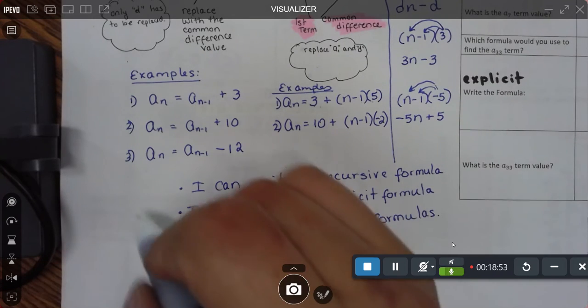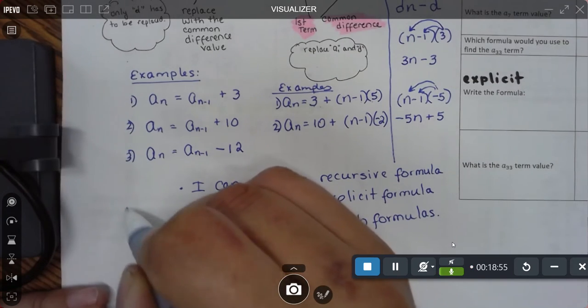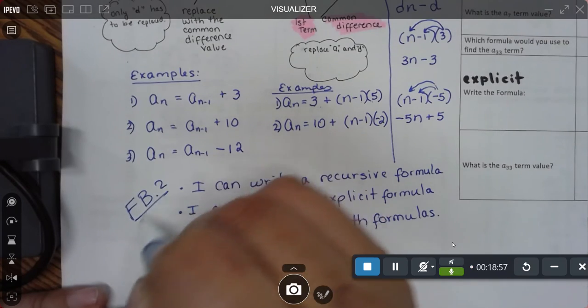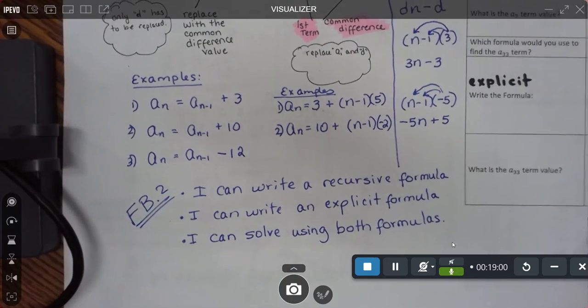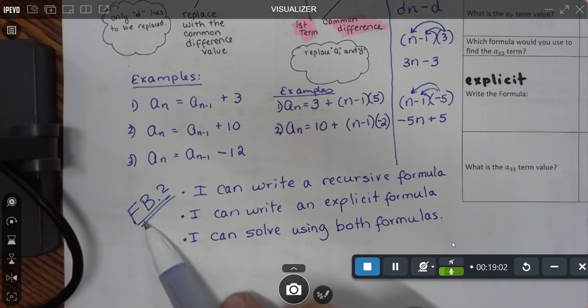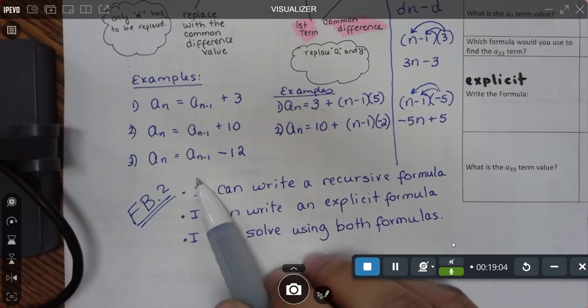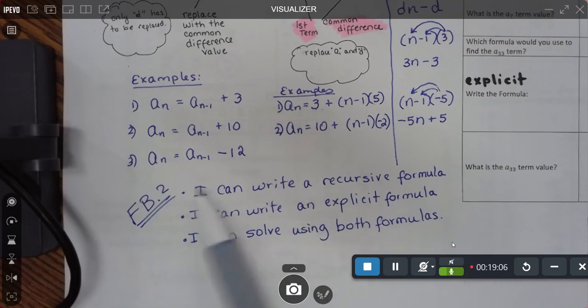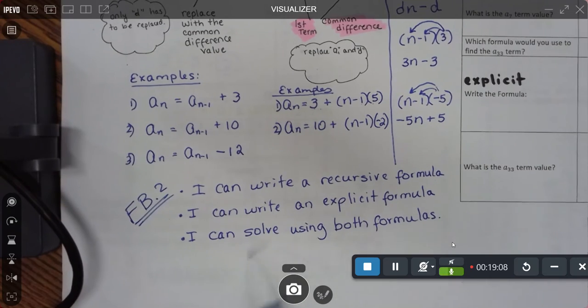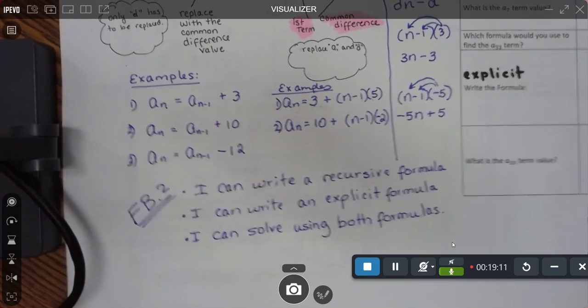All right, and the standard is FB.2. So our next quiz is going to be labeled FB.2. And it'll be on this for arithmetic and on this for geometric. And yes, before we go on Thanksgiving break.